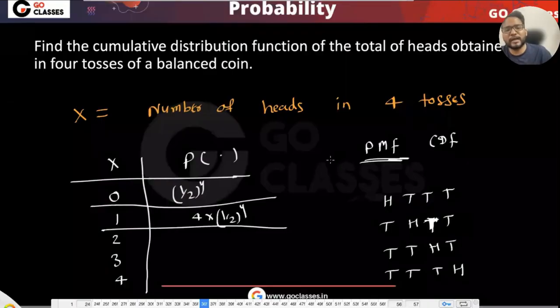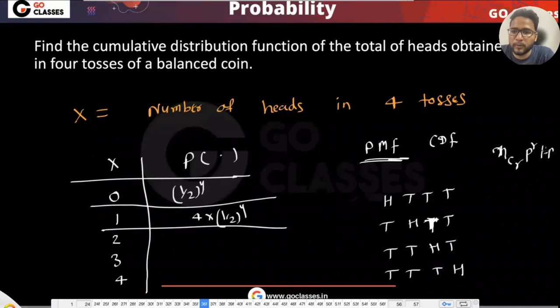It is actually as good as saying the number of successes in n trials. You just need one success, and you can define your own success. Here, success is getting a head. So the number of heads, or number of successes, in n trials is just nCr into p power r into 1 minus p power n minus r. You might have seen this formula earlier, but this is called the Bernoulli distribution. We will see it in tomorrow's class.